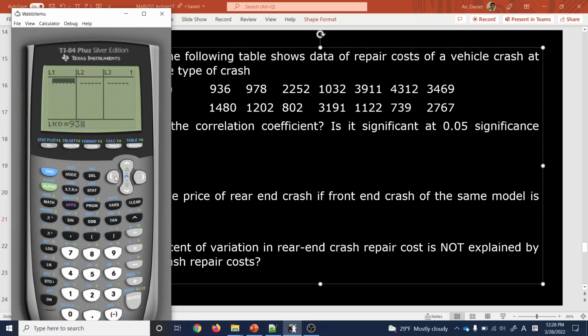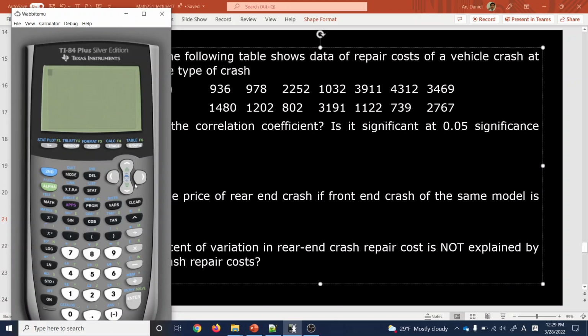Okay, 936, 978, 2252, 1032, 3911, 4312, 3469. Okay, that's everything. 1480, 1202, 802, 3191, 1122, 739 and then 2767. All right, so we are done putting all the data in.